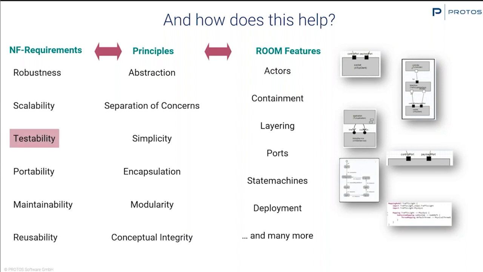So let's have a look at, for example, the non-functional requirement testability. I want to test something. So which principles help by implementing a testable architecture? That's mainly separation of concerns. If I play divide and conquer, I can much better test single aspects, single concerns than if I mix everything together. Then of course encapsulation, because encapsulation is very important for black box testing.